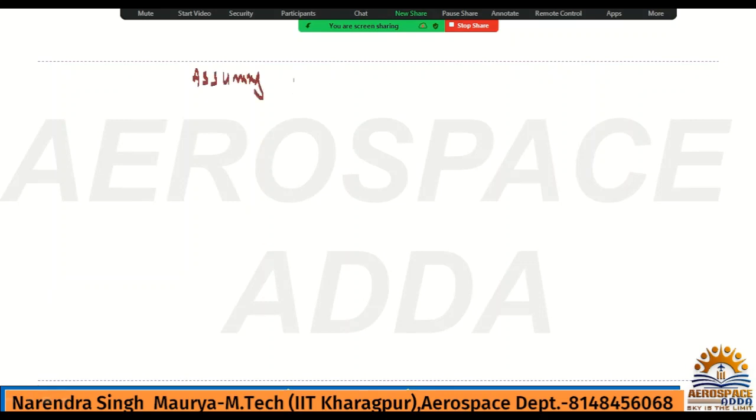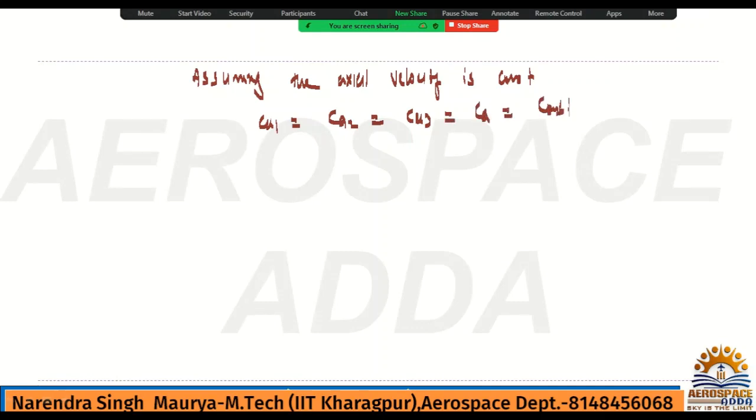So here you can write this one, assuming the axial velocity is constant. Wait, only 2-3 lines required, so I will write here. So you know that CA1 is equal to CA2 is equal to CA3, and CA is equal to constant, that you know.